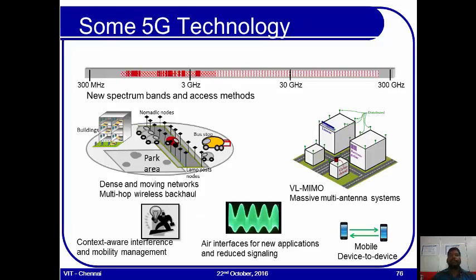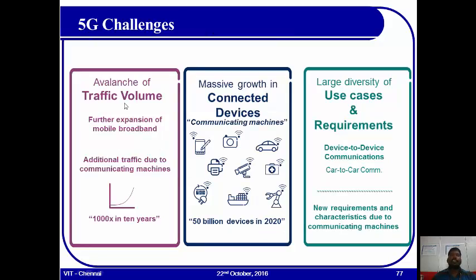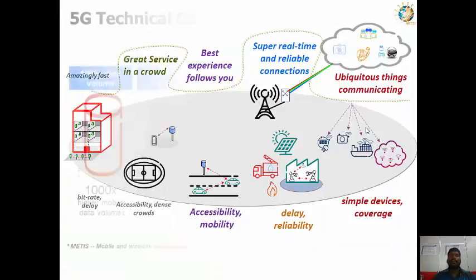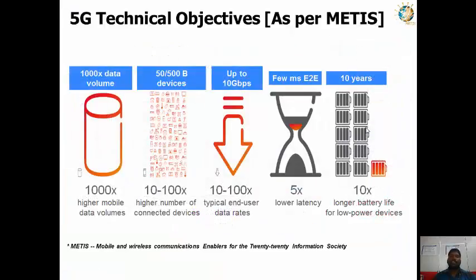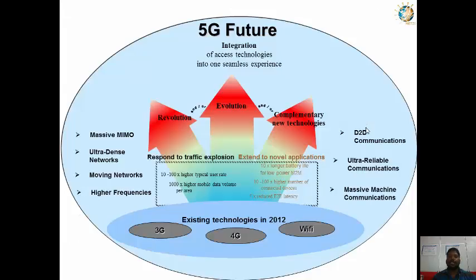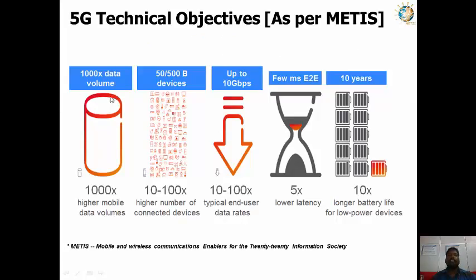So 5G spectrum could be millimeter wave communication. This supports virtual link MIMO and device to device connectivity. We have an avalanche of traffic volume that keeps increasing in the order of 1000 times. The massive growth in the connected devices, large diversity of use cases and requirements. We have METIS like ETSI. We have mobile and wireless communication enablers for 2020 information society, that is METIS. The volume of the data could be 1000 times greater than the current level.